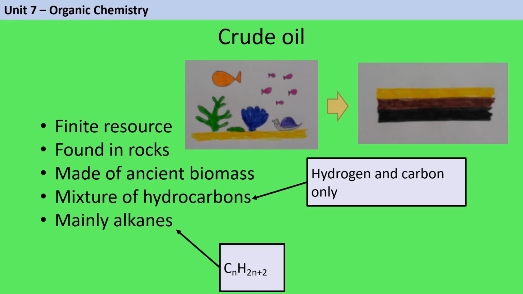The second topic in AQA GCSE Chemistry Paper 2 is organic chemistry, which starts off talking all about crude oil.